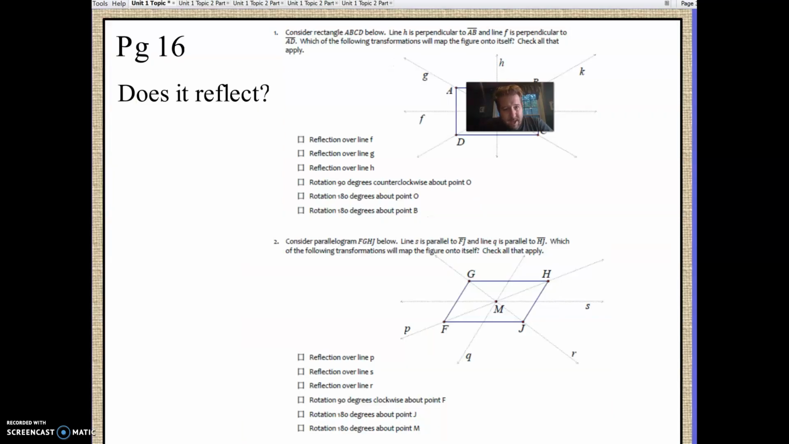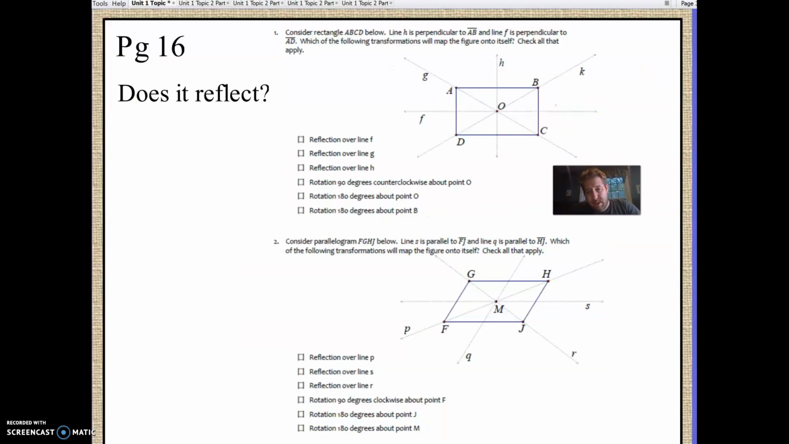Once again, we are trying to get to the point where we are doing rotational symmetry. Consider the rectangle ABCD below. Line H is perpendicular to AB, and F is perpendicular to AD. That just basically tells us that this is perpendicular to this. Which of the following transformations will map the figure onto itself?